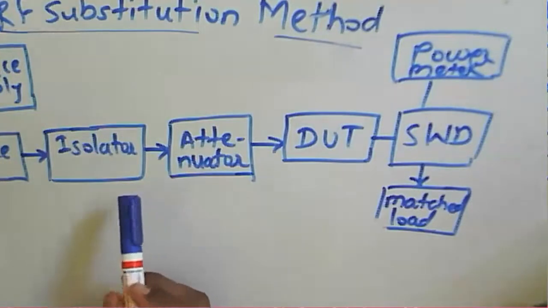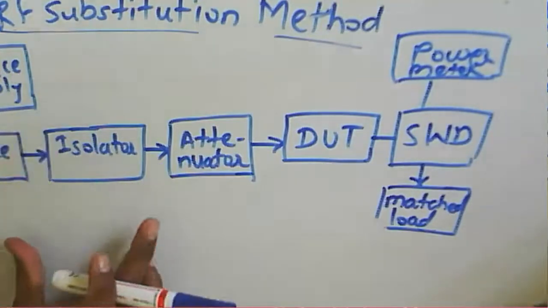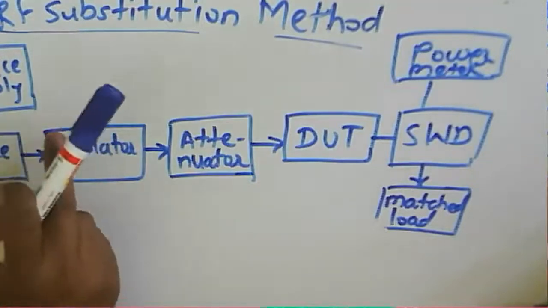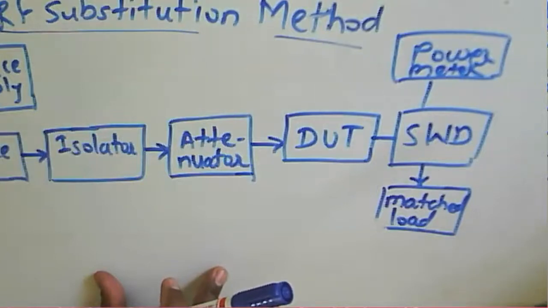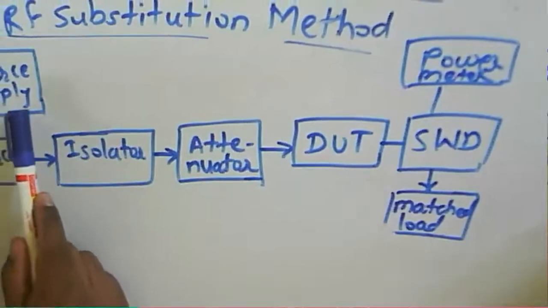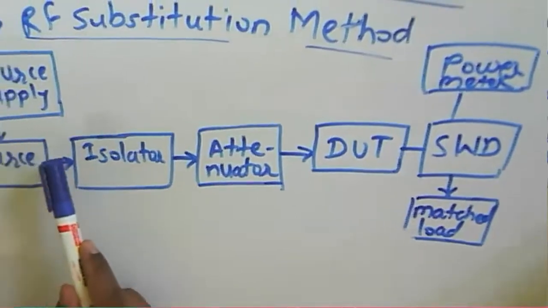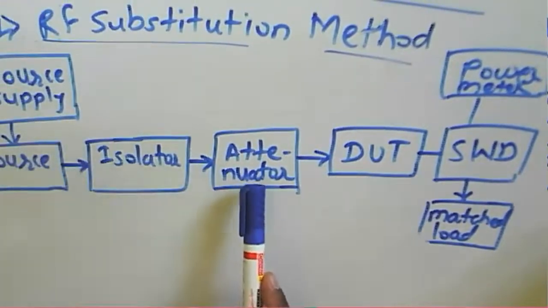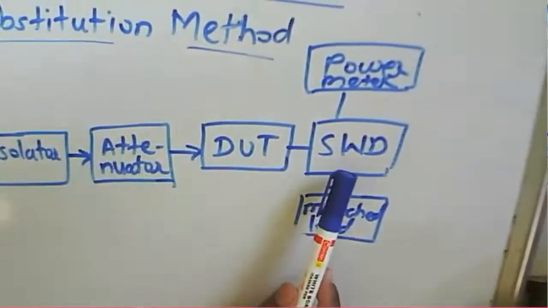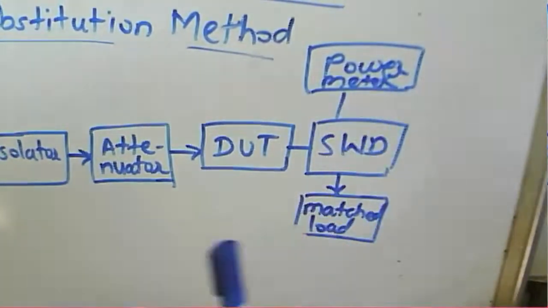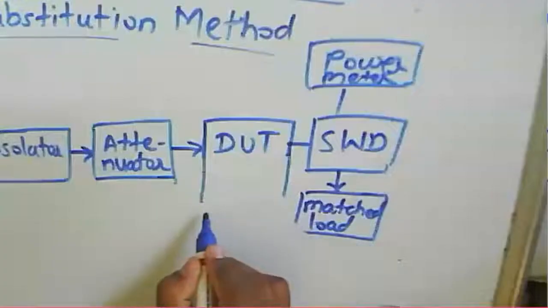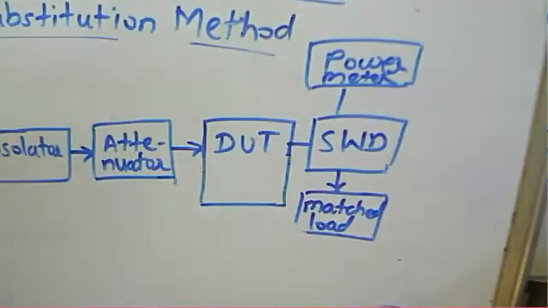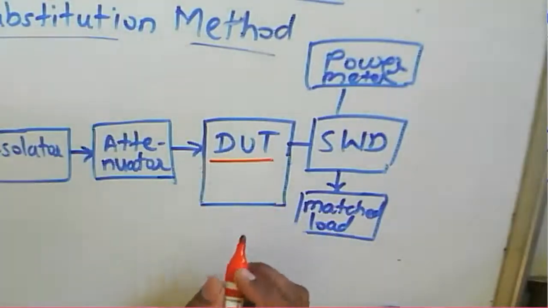But here everything is the same. We have the same bench setup for the measurement of the attenuation using the RF substitution method. Here we consider a source supply, source, isolator, attenuator, then a device under test, standing wave detector, power meter, and matched load. Only one change is there. What is the one change? There is a device under test, and we are also supposed to consider one more component. That component is called an attenuator.